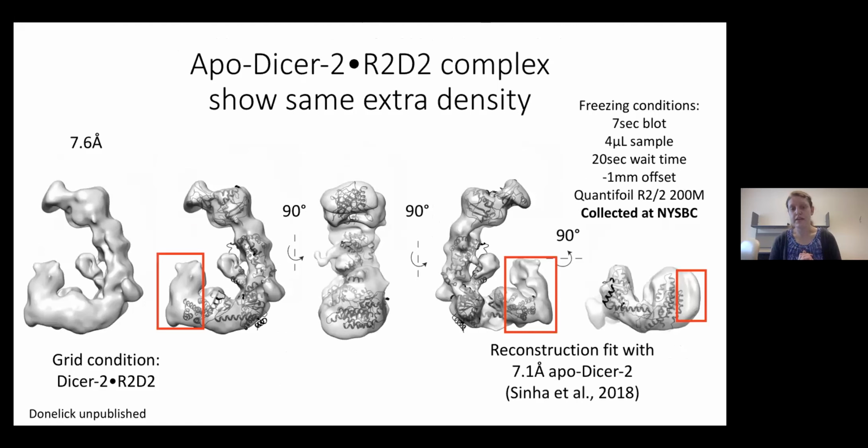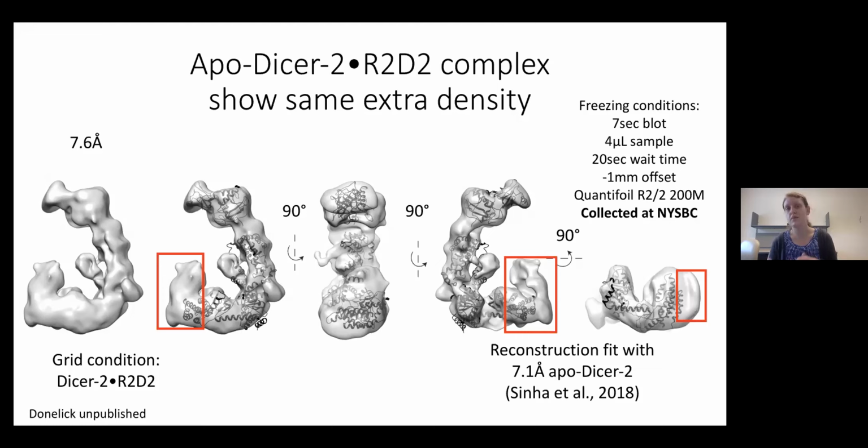So the reconstruction I'm now showing here was collected at the New York Center for Structural Biology, and it is overall lower resolution at 7.6 angstroms. But this grid condition had Dicer-2 and R2D2 only, no siRNA, no ATP. And the concentration of Dicer-2 and R2D2 was the same on the grids as I showed on the previous slide. But we see the same result, where there's an extra density on the helicase domain that's not being taken into account by apo Dicer-2.